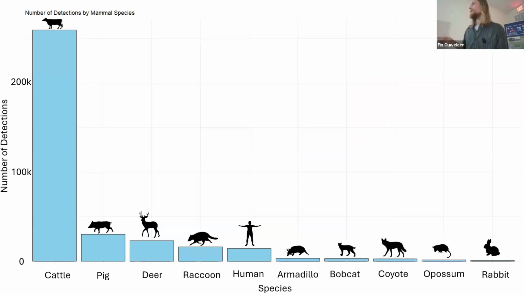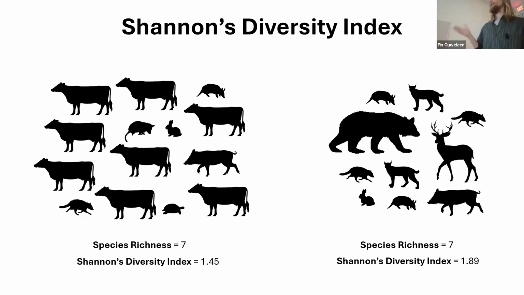So on the x-axis, we have all our species. This is for all the cameras over all 3 years. And on the y-axis, we have just the raw number of detections. And it's clear that the vast, vast majority of pictures that the cameras take are pictures of cattle, which would make sense. So this sort of necessitates a different metric, which would be a biodiversity metric like Shannon's diversity index.